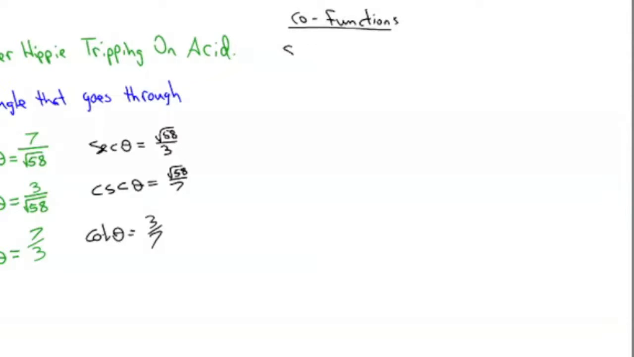There is a reason why there is a sine function and a cosine function. There is a reason that you have a secant function and a cosecant function, and a tangent function and a cotangent function. There's a relationship between all of those sets. And the relationship works out this way.